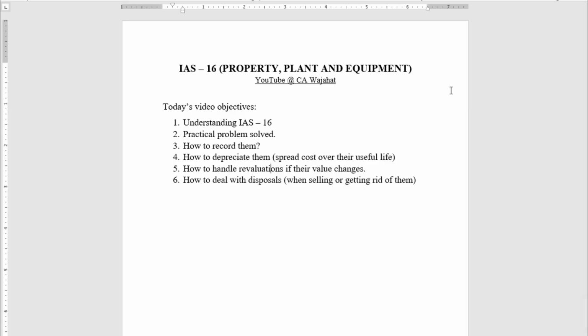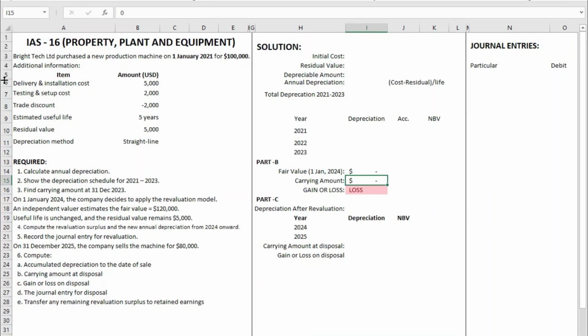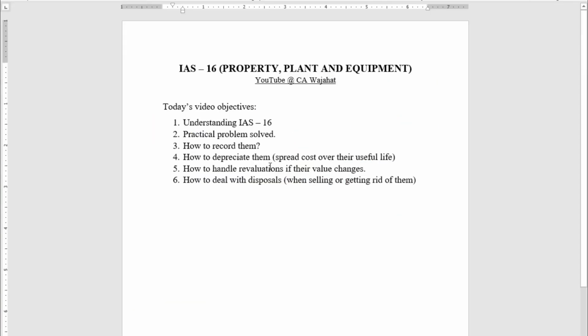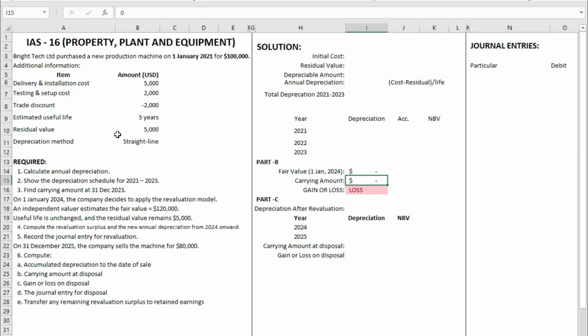and equipment. We will discuss everything there, and here's today's video objective. We will understand IAS 16, its definition and its logic, and we will solve a practical problem there. I have an Excel file. We will solve this problem, and then I will show you how to record them, how to find the values.